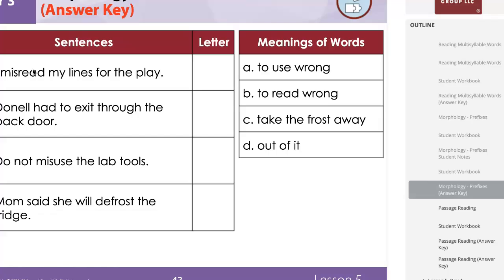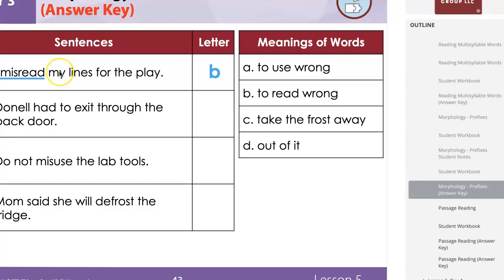I misread my lines for the play. Okay, so we're going to be looking at the word misread. Okay, so if you misread something, remember we just looked at misspelled, meaning that we spelled something wrong. If I misread something, that means I read it wrong. So if you think it's A, to use something wrong, B, to read something wrong, C, to take the frost away, or D, out of it, that one's definitely going to be B, to read wrong.